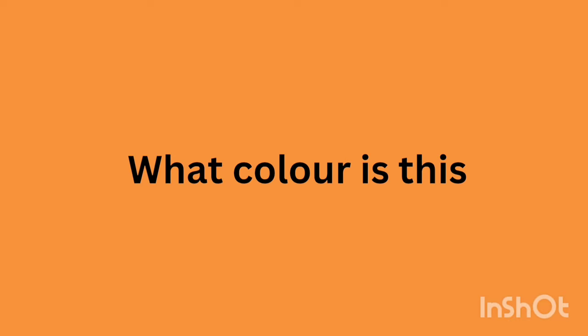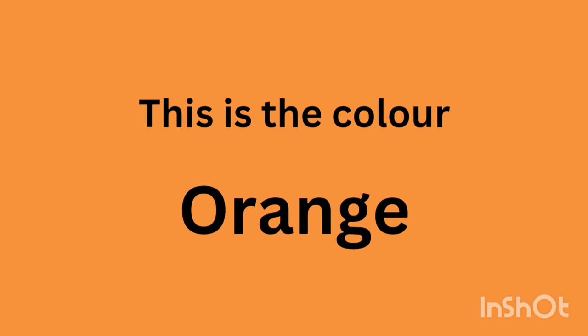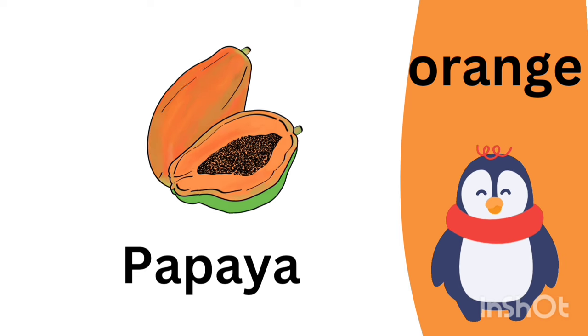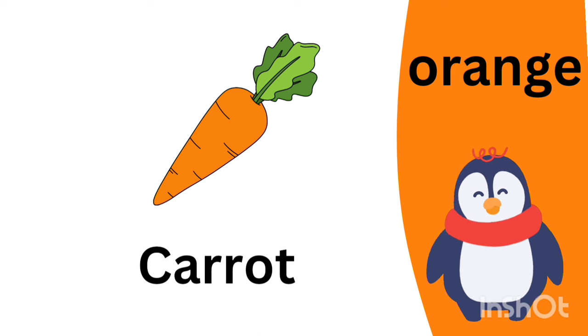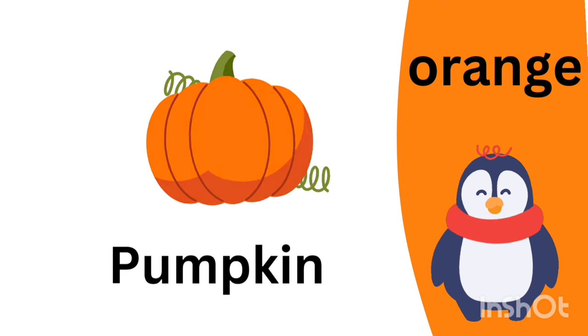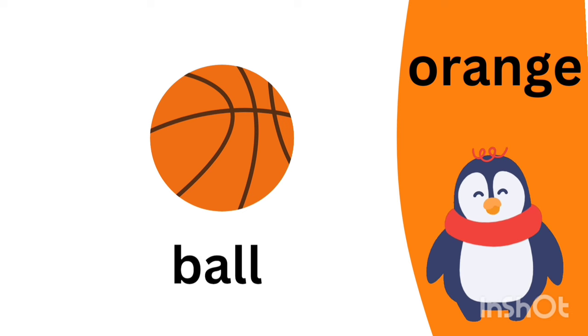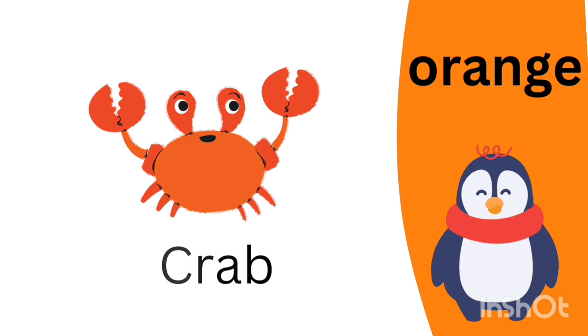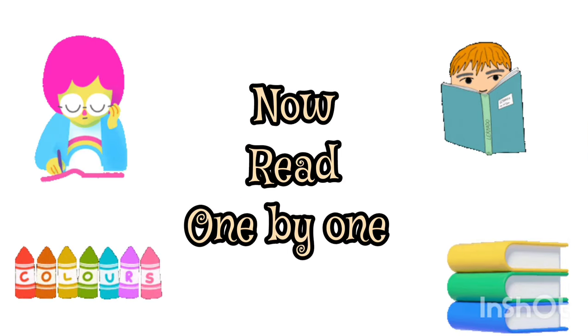What color is this? This is the color orange. It spells O-R-A-N-G-E. Orange. Papaya is orange. Carrot is orange. Pumpkin is orange. Ball is orange. Crab is orange. Now read one by one.